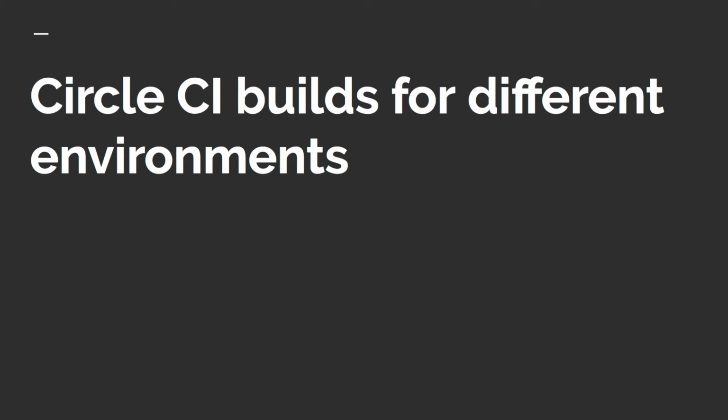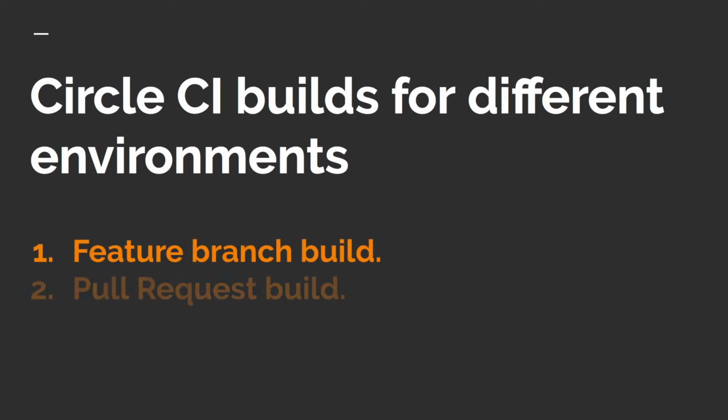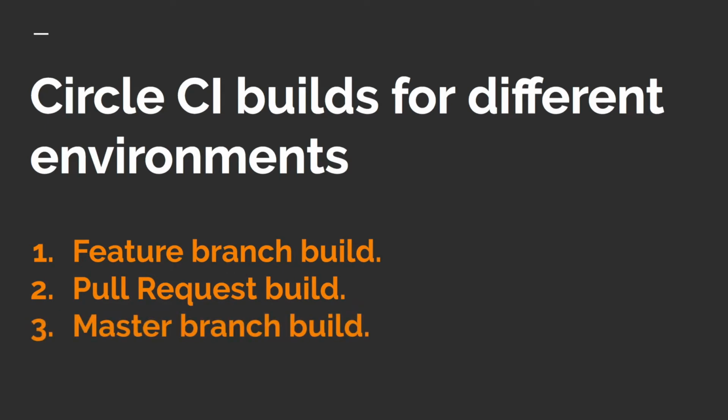I'll be talking about the Circle CI builds for the different build environments that are part of the blog post that we're working on, part 4 of the build automation blog post using Fastlane. And of particular interest will be 4 specific areas. The first one is a feature branch build, second is the pull request build, the third is the master branch build, and finally is the release branch build.